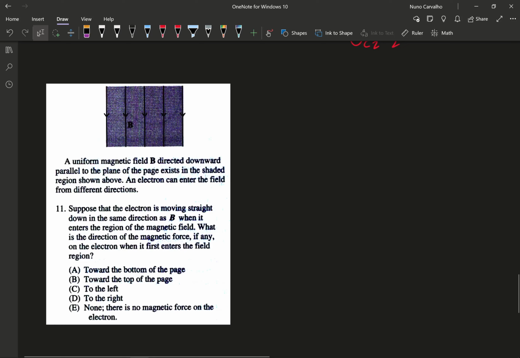Number 11, we're given an unfortunately badly printed photo here, but that's okay. We can still basically understand what's going on.